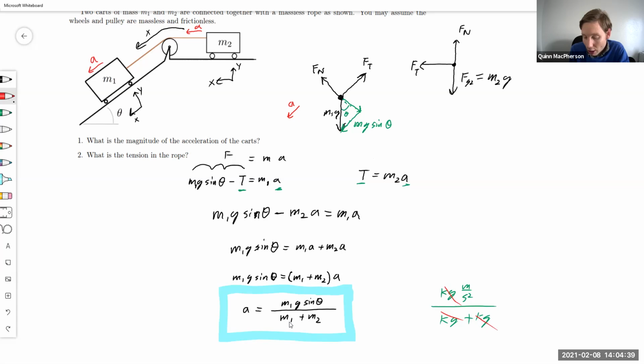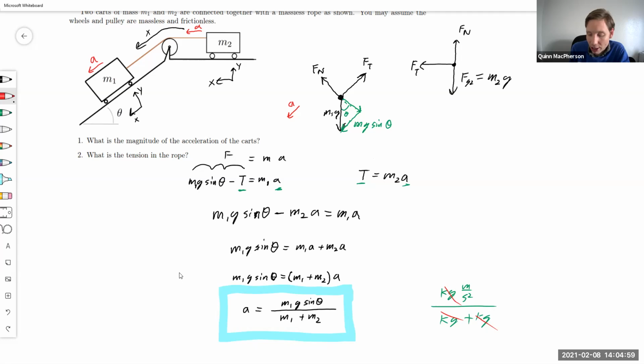What else can we have? How about m1 is 0? So if m1 is 0, there's nothing pulling m2 down the hill, so m2 won't go anywhere. So if m1 is 0, we get 0 over 0 plus m2, which is 0. That checks out. If m1 is 0, there will be no acceleration.